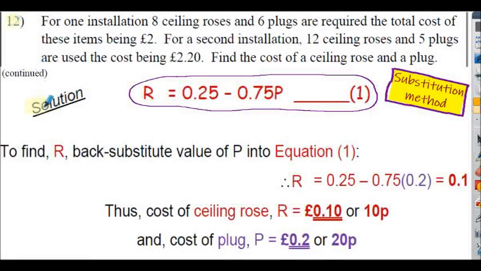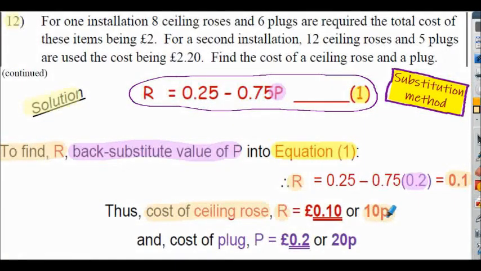Question 12, solution continued. Just repeated equation 1 for reference. So now to find the value of r, we're going to back substitute the value of p into equation 1. So here's the value of p placed into equation 1. So in this case, r evaluates to 0.1 pounds, or of course 10p. So in summary, the cost of one ceiling rose, r, is equal to 10p, and the cost of one plug, p, is equal to 20p.